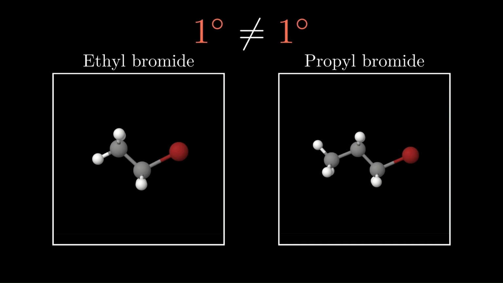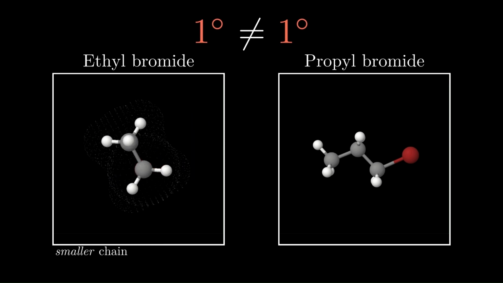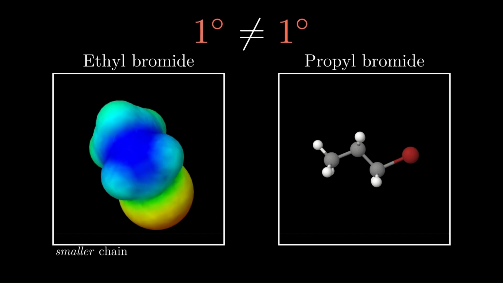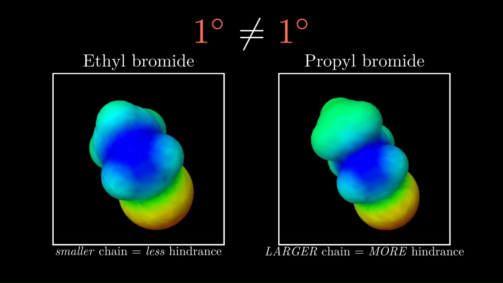The ethyl bromide has a smaller alkyl chain, and we can see the blue area where the nucleophile needs to attack for a successful reaction to occur. Propyl bromide has a larger chain, and the blue area has reduced in size. This indicates it's more hindered than ethyl bromide. The difference may be subtle, but it is enough for us to conclude that ethyl bromide is more reactive than propyl bromide. If subtle differences in structure can have a big impact on the outcome of SN2 reactions, let's take a closer look at them.